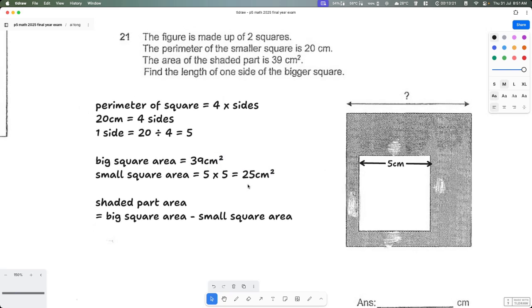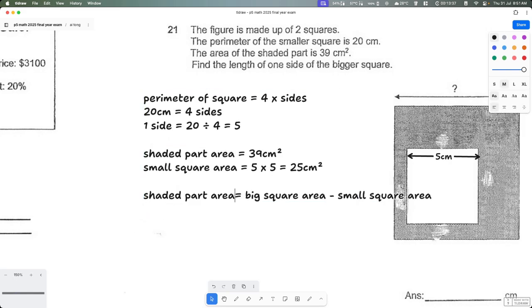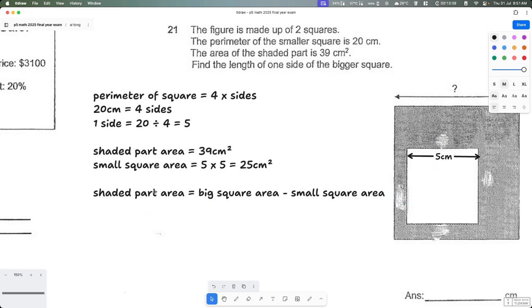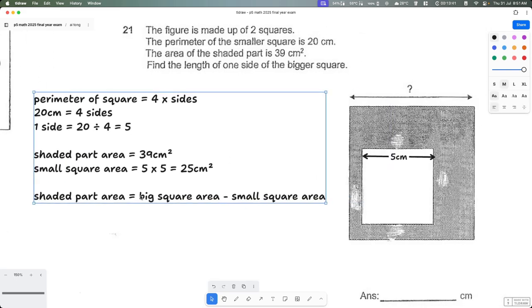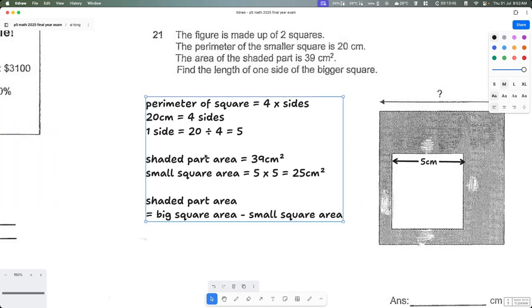Okay, so the big square area is not 39 centimeters, that's the shaded part. My bad, so this should be the shaded part. The shaded part area is 39 centimeters square. Right, so it will be something like this. Oh, big square, small square. Yeah, that's what you see over here. Okay, I can put it like this, right? Okay, so what does that mean?